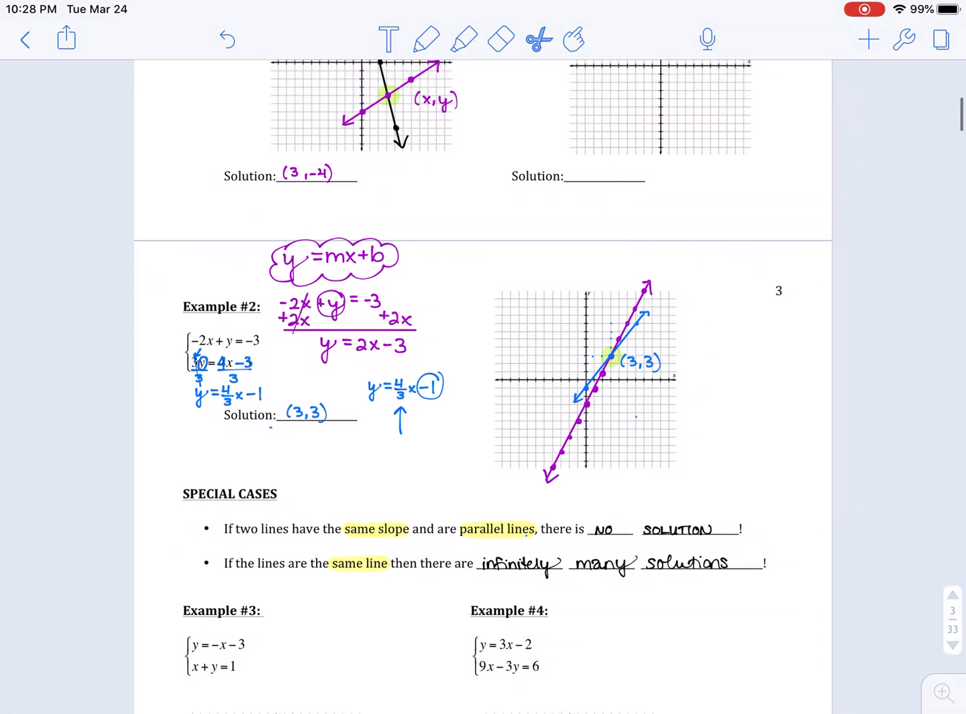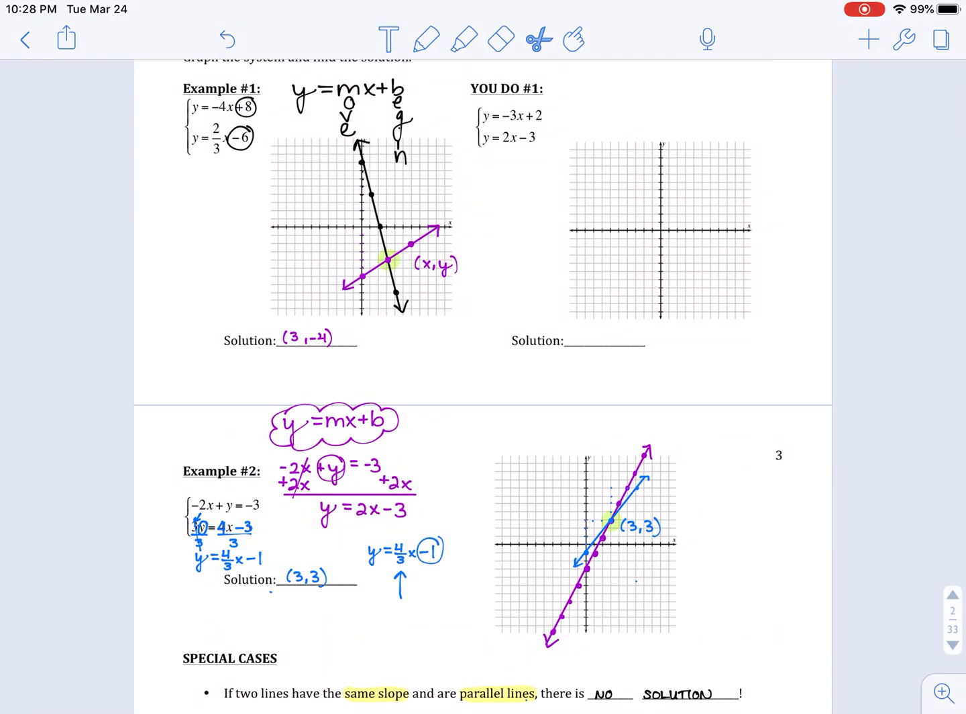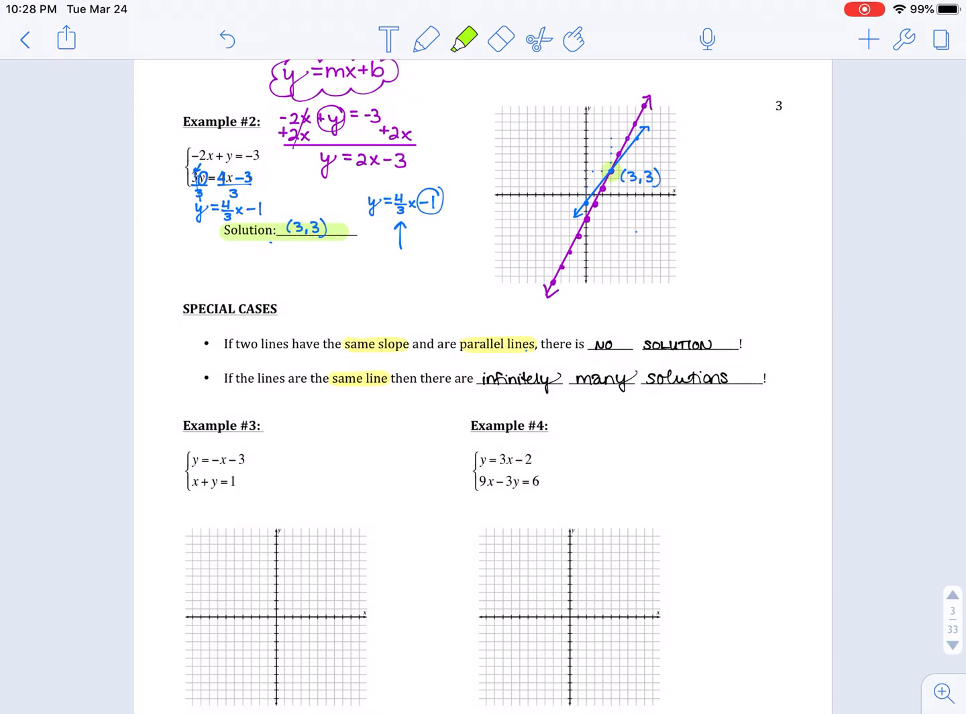You can see in both of the examples I've done, there has been one solution. In this first one, the one solution was (3, -4). In example 2, the one solution was (3, 3). Okay, there are some special cases though.